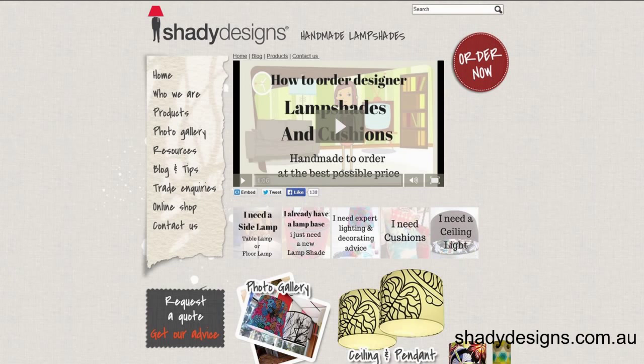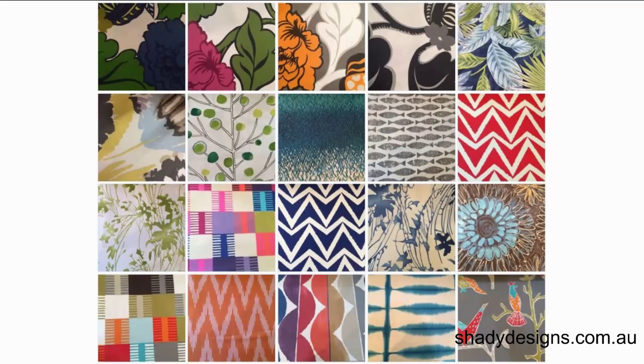The next thing is jump onto our website, shadydesigns.com.au, and check out what other people have done and start exploring some fabric ideas. See if there are any fabrics on there that speak to you, or look at the gallery and check out what other people have done and take inspiration from there.